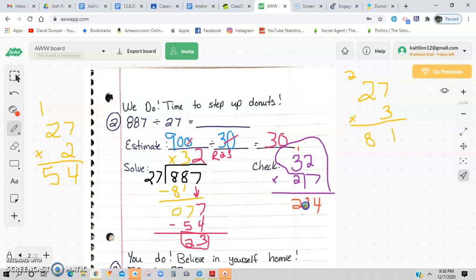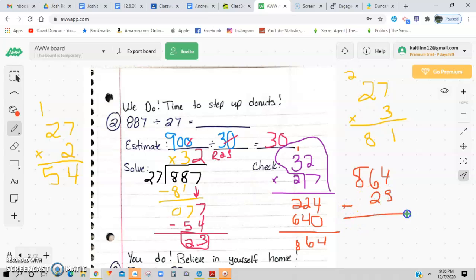Okay. Now I need to drop my turtle egg. Now I'm going to do 2 times 2 is 4. 2 times 3 is 6. Now I've got to add it up. 4, 6, 8. But I need to add my remainder of 23. So over here I'm kind of running out of room. I'm going to do 864 plus 23.